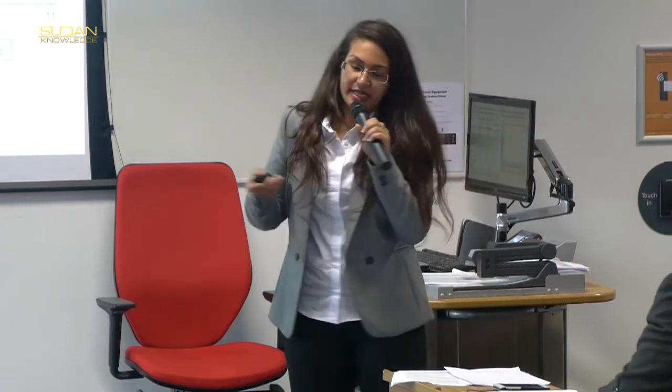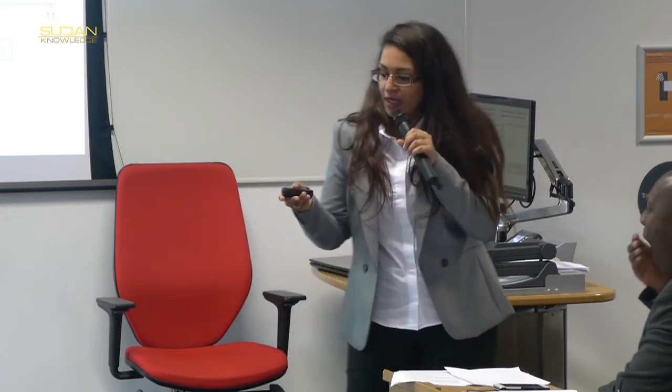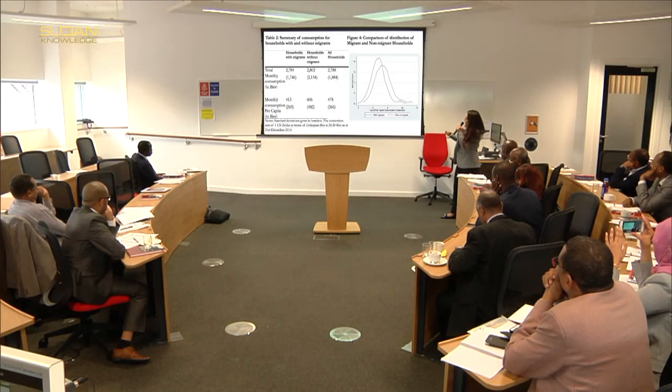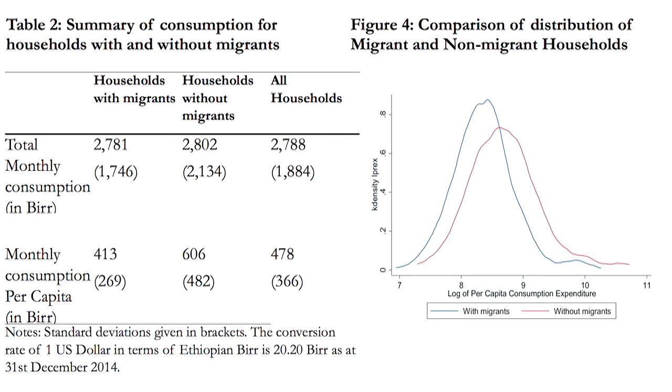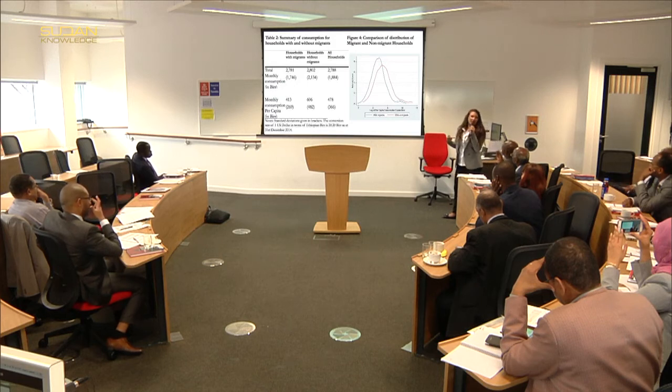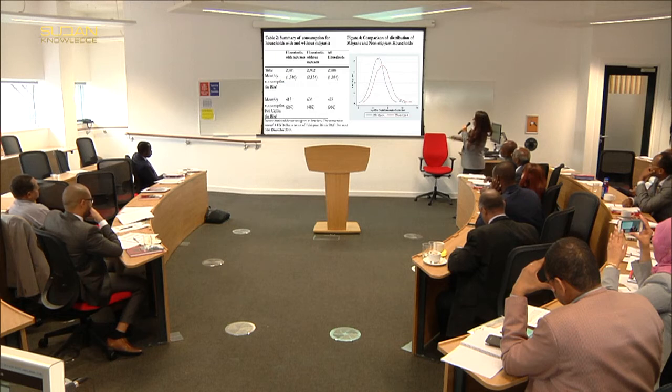Also, the way I've classified this data is into households with migrants and households without migrants. And when I've done that, you can see here that households without migrants have higher consumption, total monthly consumption expenditure, or per capita consumption expenditure. So basically, households without migrants appear as better off. And as you can see, I'm just going to move on to the next slide.